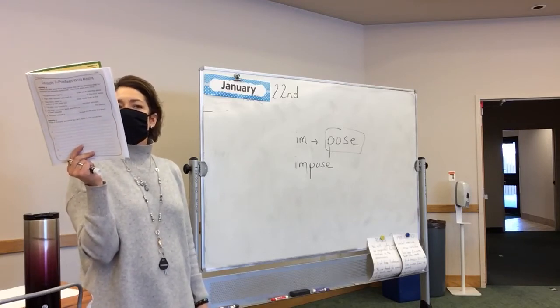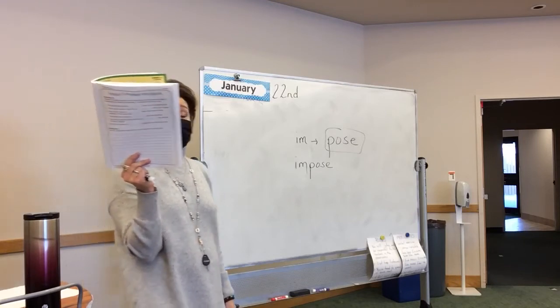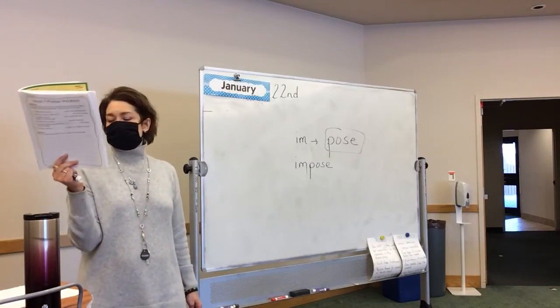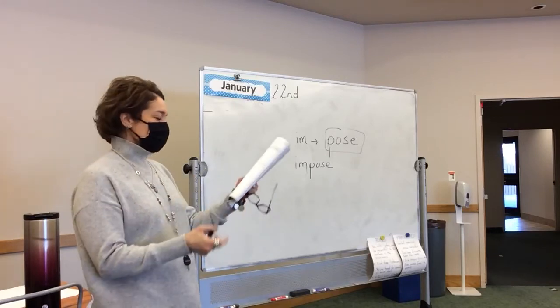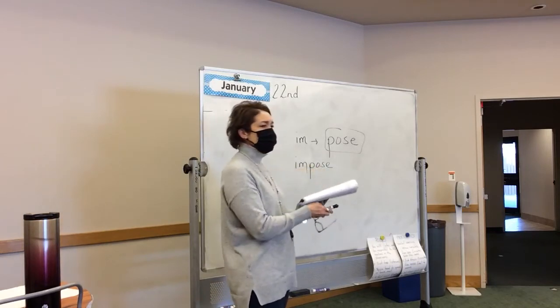Emmy. Number 6. Very good. To place a burden on someone. Do you think if I went and dropped my 3 animals off at somebody's house, that would be a burden on them? Yes. Believe me, it would. So number 6 is impose.